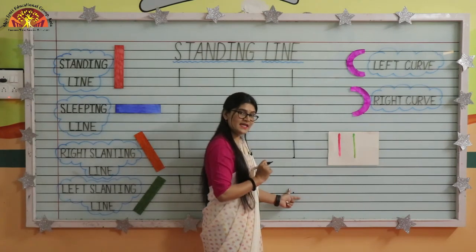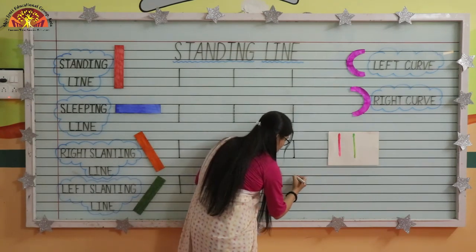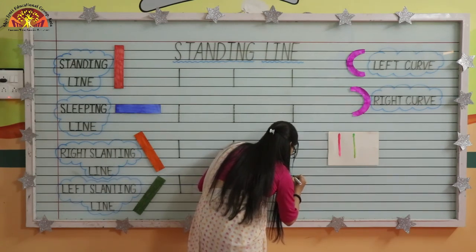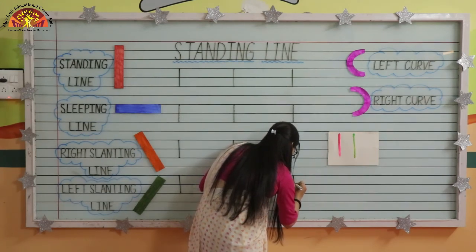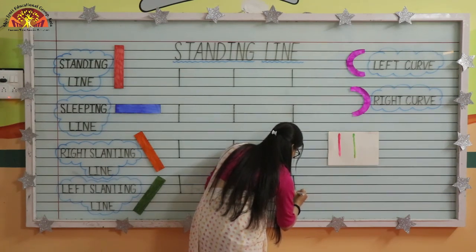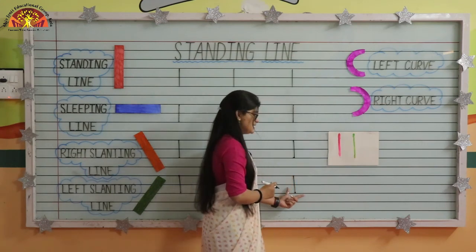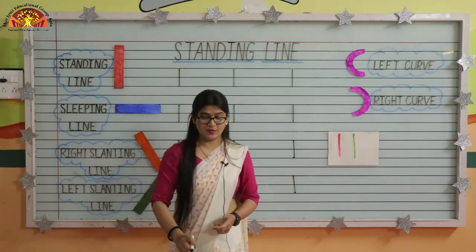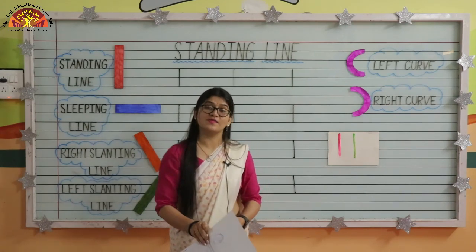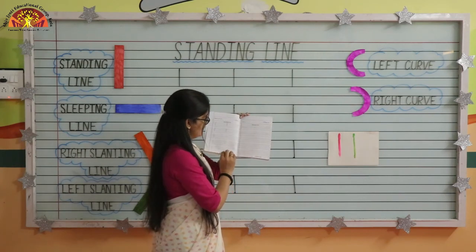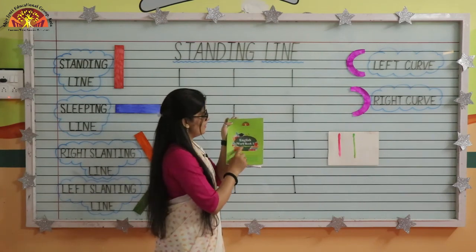Now let's do it one last time. Put your crayon here and make a straight line. Join the dots top to bottom like this. What is this? This is standing line. So kids, in this way you have to do the practice of standing line on pages 1 and 2 in your English workbook 1.